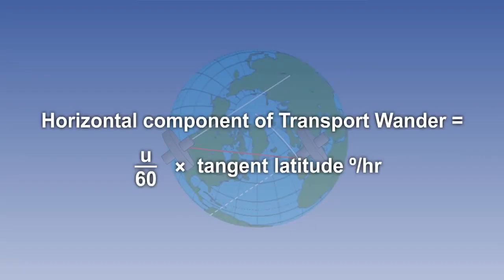The difference is the horizontal component of transport wander, which is in fact the difference in the alignment of the meridians at Los Angeles and London. Horizontal transport wander is actually meridian convergence. There is an equation which we have met before. The horizontal component of transport wander is u over 60 times tangent of latitude.